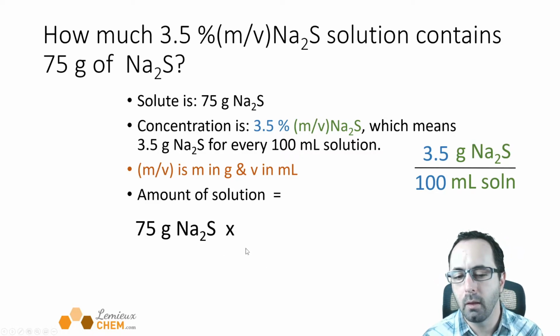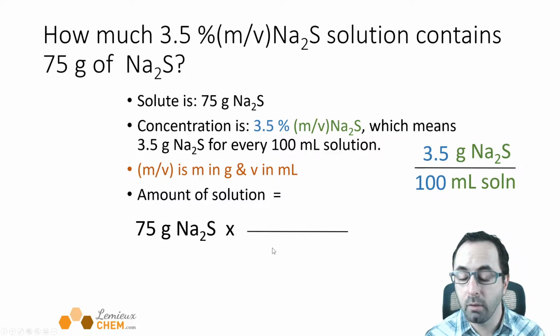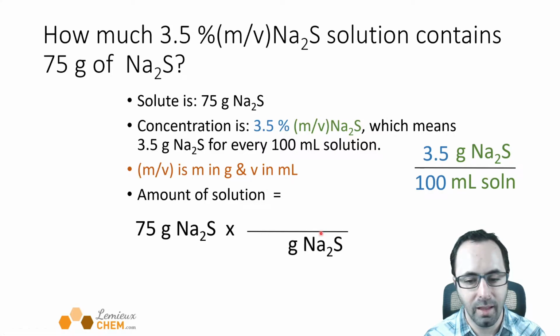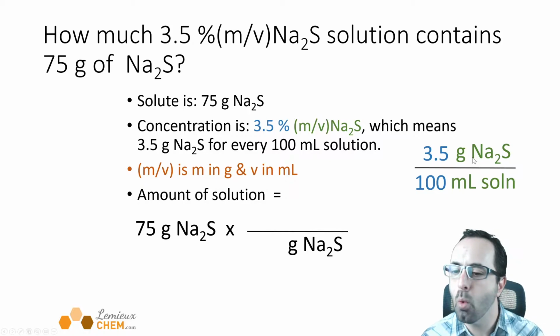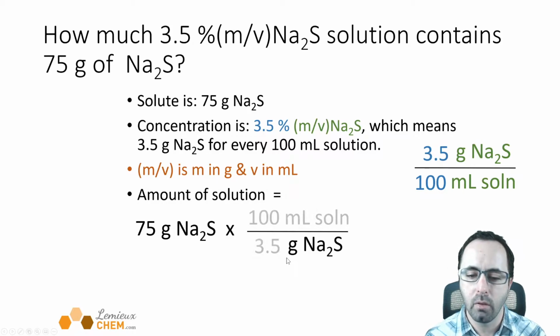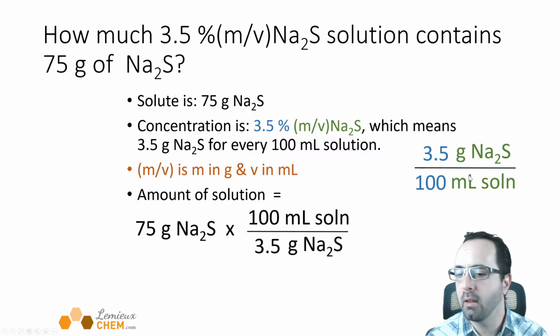No different. Now, just like before with conversion factors, we have to make sure that this unit cancels. So can you tell me what unit's going to go right here? The same unit, right? So we look at the conversion factor we made and see what number goes with grams of sodium sulfide. It's the 3.5, so I'm going to put the 3.5 right there. Then the other side is the milliliters of solution, and that goes on top. And notice our grams of sodium sulfide will cancel, and we're going to get milliliters of solution as our unit.